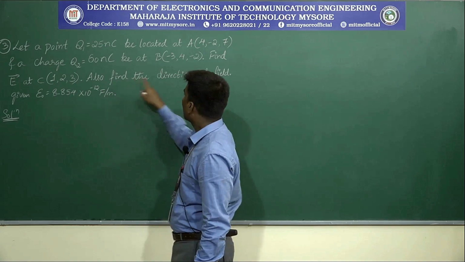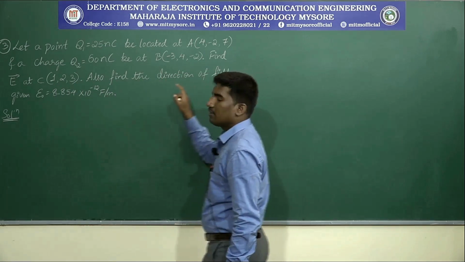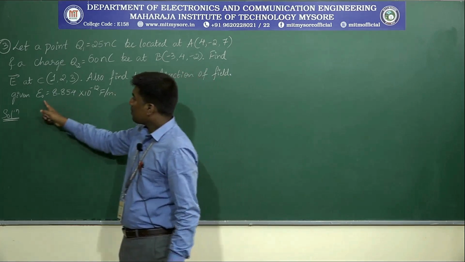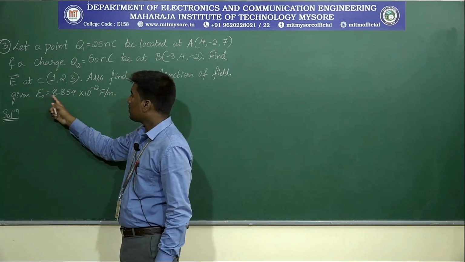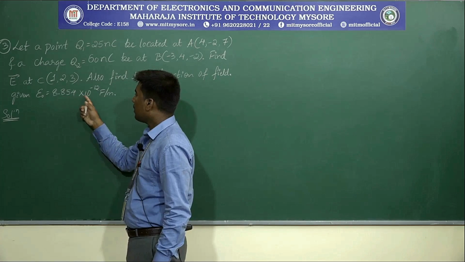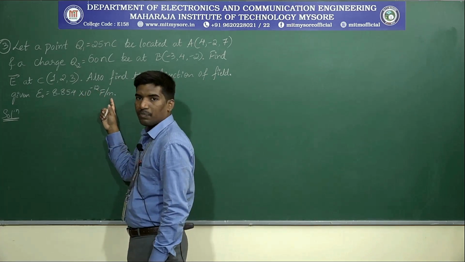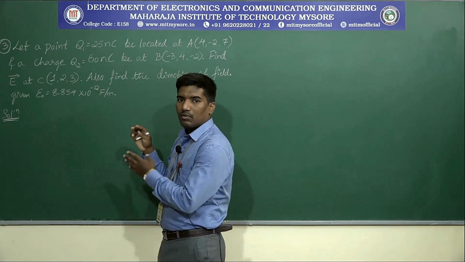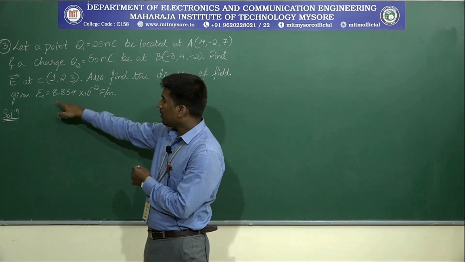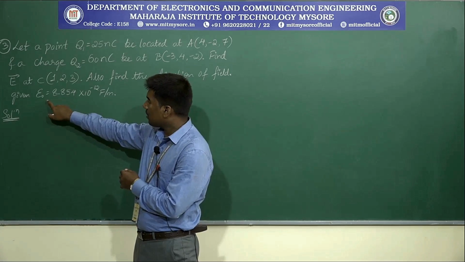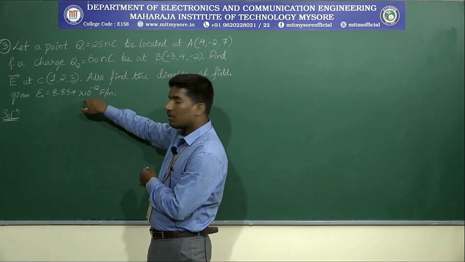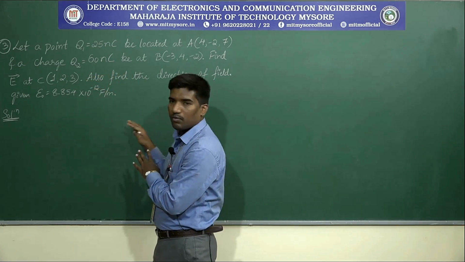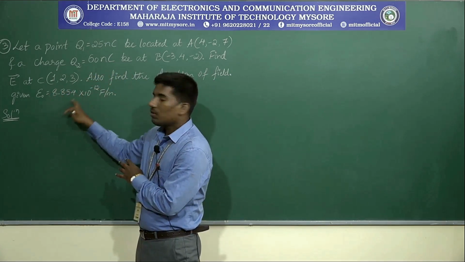Also find the direction of the field. Okay, so this is the problem statement given. So the assumption is epsilon naught is equal to 8.854 into 10 power minus 2 farad per meter. Instead of substituting 1 by 4 pi epsilon naught is equal to 9 into 10 power 9, we need to substitute epsilon naught is equal to 8.854 into 10 power minus 2 farad per meter into the equation, and we have to solve. We need not round off this value.